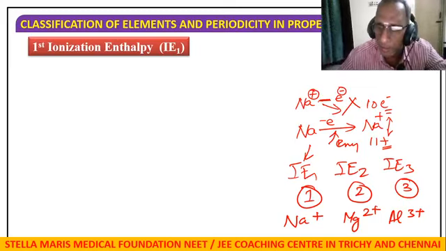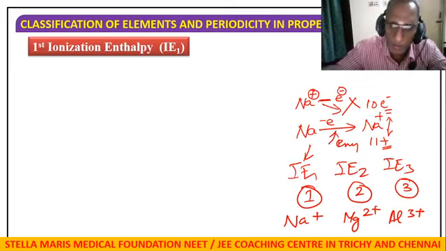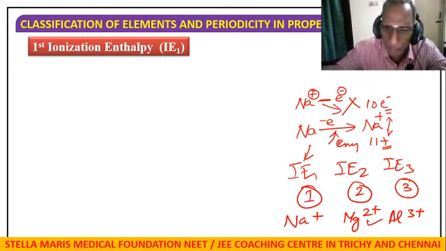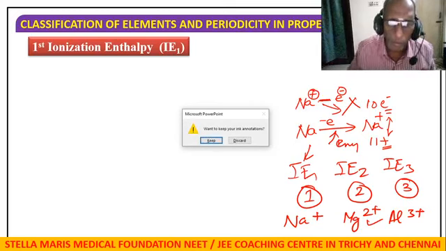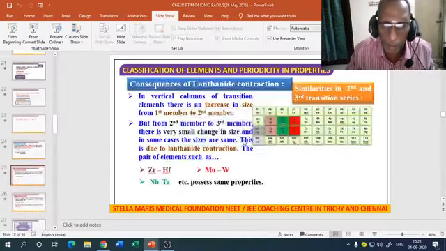Second ionization potential is not possible with respect to sodium, but it is possible with magnesium. But third ionization potential is not possible with magnesium, and third ionization potential is possible with aluminium.